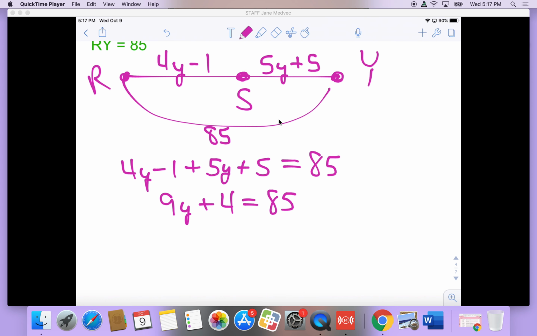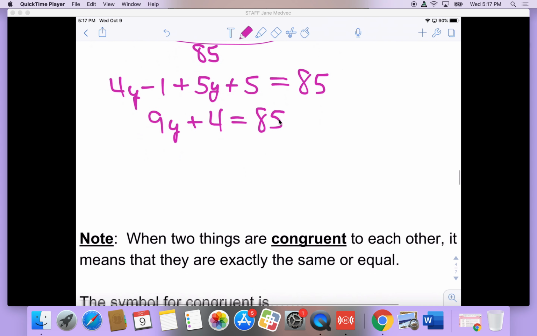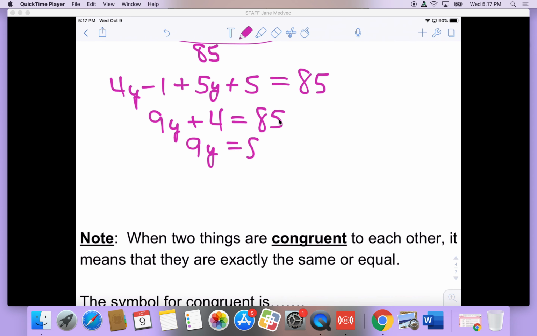So again, you can bring that all together in one step and say combine like terms. Now we're going to subtract our 4, so 9y equals 81. Then I'm going to divide, so my y equals 9, and it's going to be 9 units.